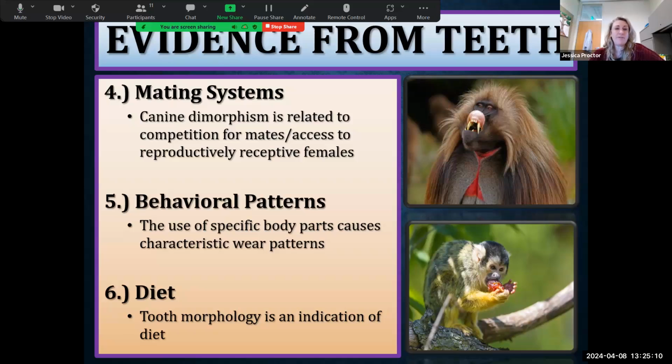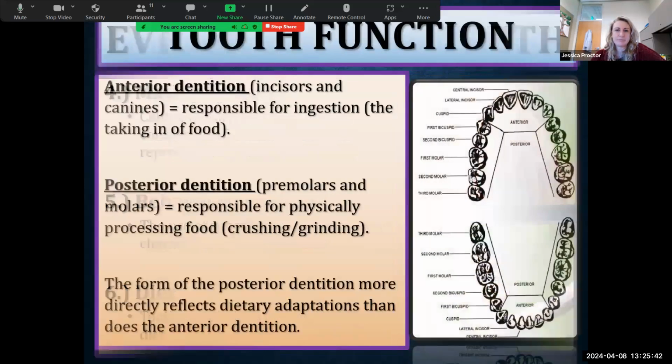Behavioral patterns, so we can also look at the use of specific body parts that cause characteristic wear patterns. And of course, diet. We can look at tooth morphology as an indication of what that primate ate. So like we mentioned, the frugivores have the low rounded cusps that almost act like a fruit juicer. The folivores have those shearing cusps that kind of chop up that vegetation. The insectivores have those small pointy little teeth that lets them break up insect exoskeletons, and everything in between.